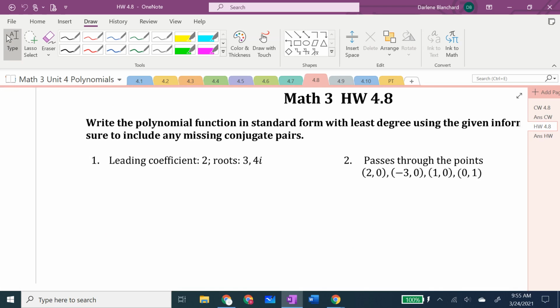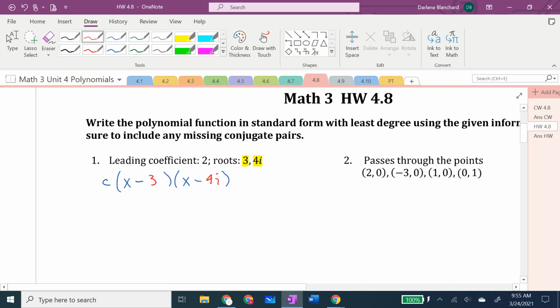So every time you have one of these problems, you've got leading coefficient times x minus a root times x minus another root, and you just keep making parentheses until you run out of roots. Now the roots that you are given are 3 and 4i. So I'm going to put in 3 and 4i.